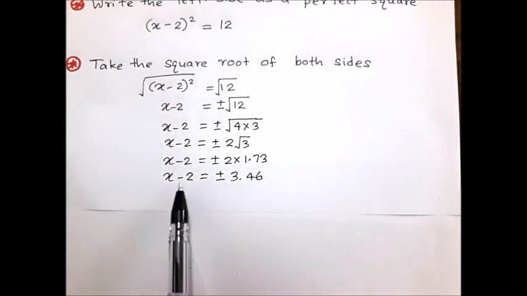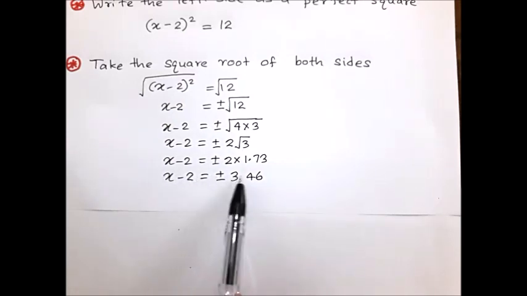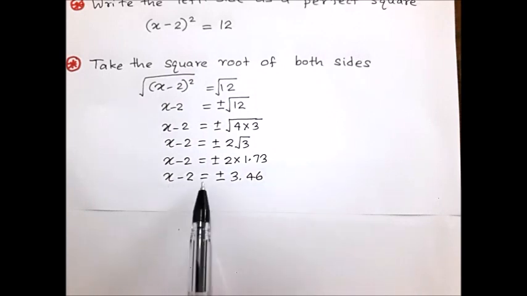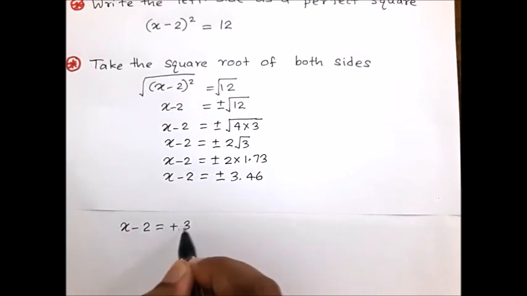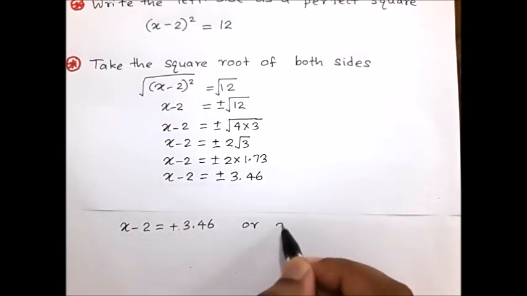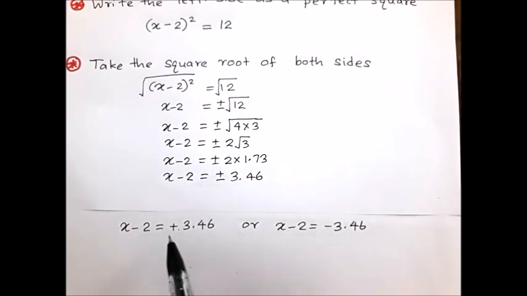Now I am going to separate this expression into two parts. X minus 2 equals plus 3.46 or x minus 2 equals minus 3.46. Here plus or minus separates into two parts. Take the positive one here and the negative one here. Then you have to make x the subject. Take minus 2 to the right hand side, it is plus 2. Then the value of x is 5.46.